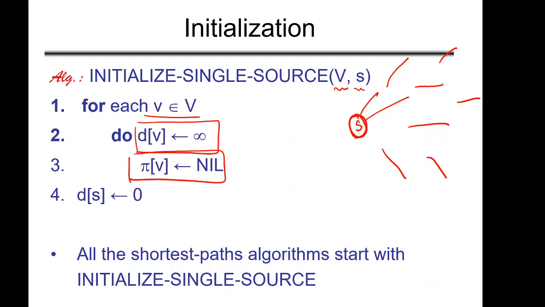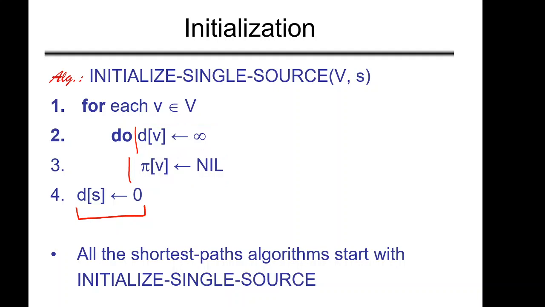Agreed? So this is the initialization step, and the distance of the source we will set to 0 because the source is already given to you in the algorithm. We will say that the distance to go from S to S is actually 0. Now all the shortest path algorithms start with initializing single source. No matter whatever we discuss, for initialization this is the only thing.